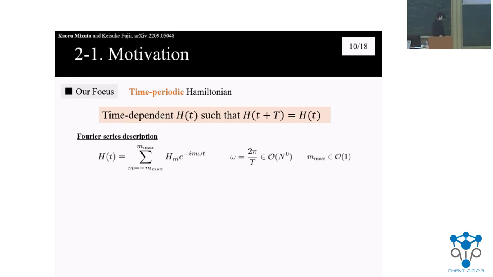This is equivalent to saying that the time-dependent Hamiltonian is well described by the Fourier series expansion. Here, H_m denotes the Fourier component Hamiltonian, and omega is the inverse of the period. And here we assume that the frequency is size independent. We also assume that the cutoff M max is of order 1.